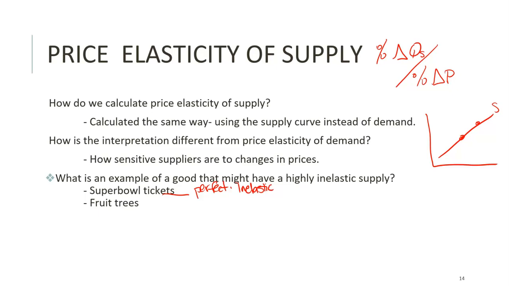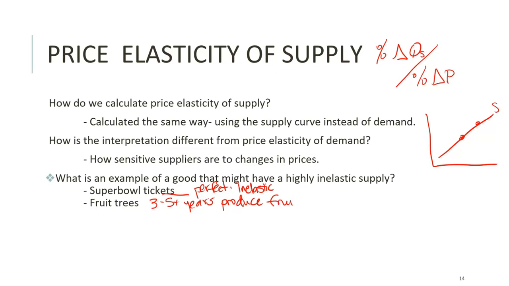Because it doesn't matter how much people want to go to a particular game, the stadium has a fixed number of seats. They've already figured out how to maximize the number of seats in there and they can't increase it more. They definitely can't double or triple it. They're sort of stuck. They may be able to move it to a slightly different stadium, but still there are a lot of limits. And then fruit trees, these often take 3 to 5 or more years to produce fruit.